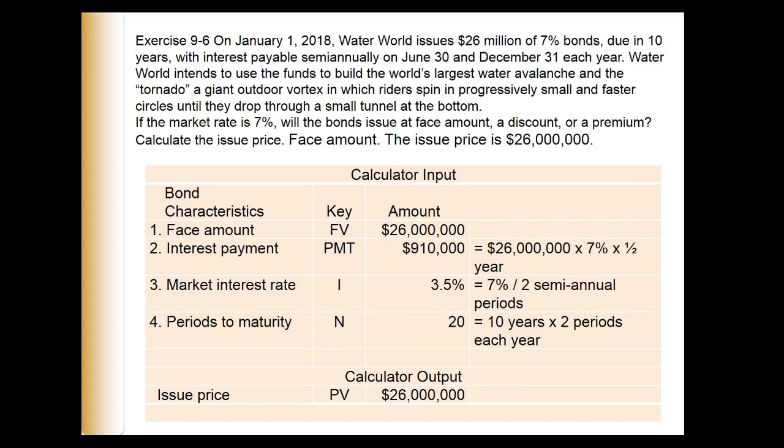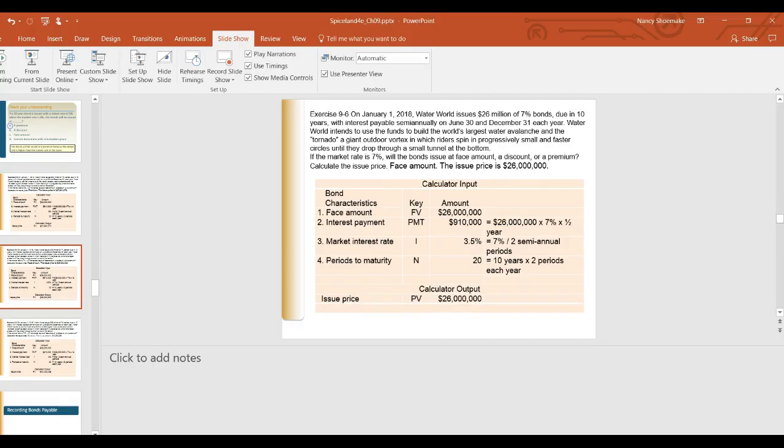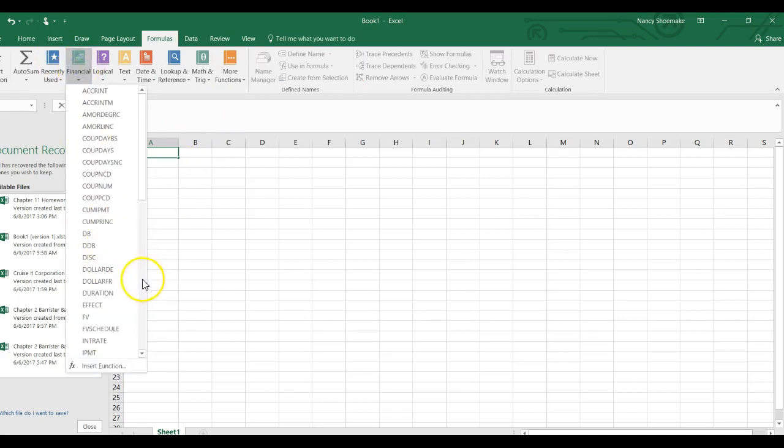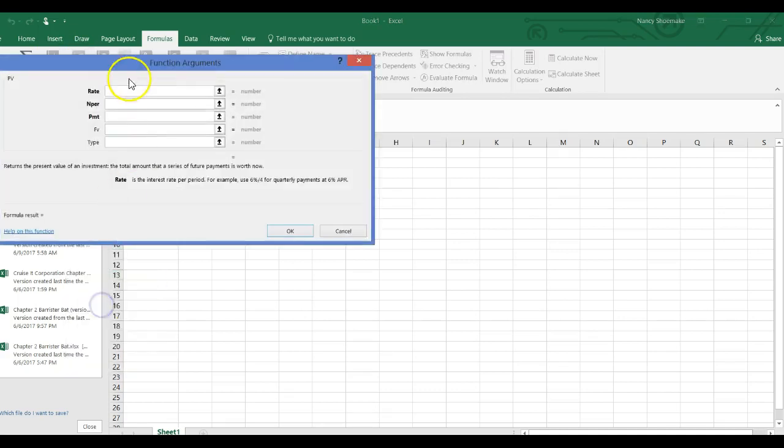So let's look at this next one, which shows that if the stated rate is 7% on the bonds and the market rate is 7%, will the bonds issue at face amount, a discount, or a premium? Well, they're going to issue at face amount, but let's go back to Excel and put in the information. So we're going to go into the formula for present value.